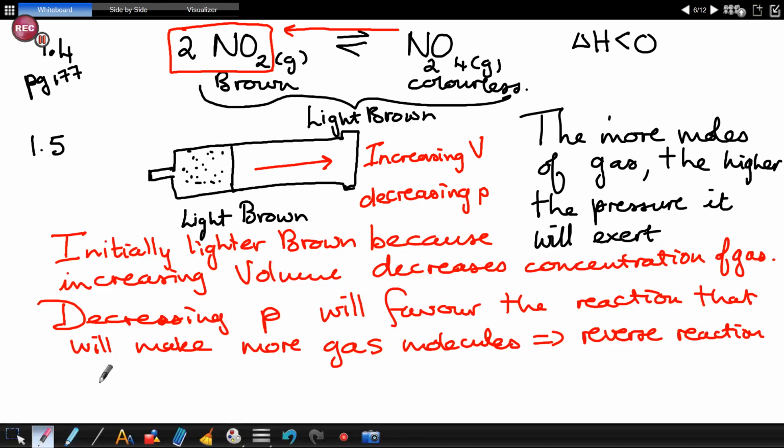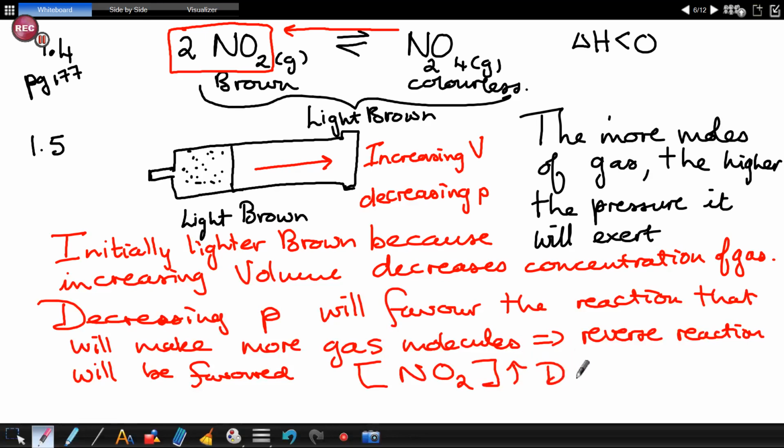So what will happen to the color you see? Your concentration of nitrogen dioxide will increase. So your reaction will go a darker brown. That's what you will see.